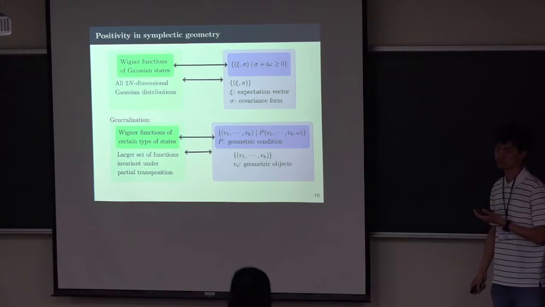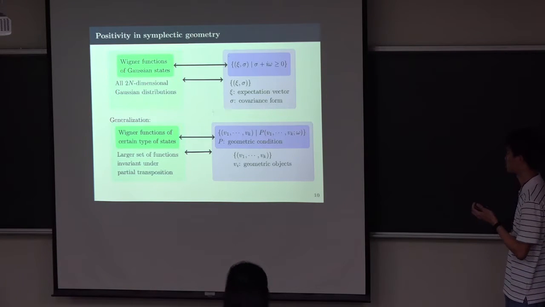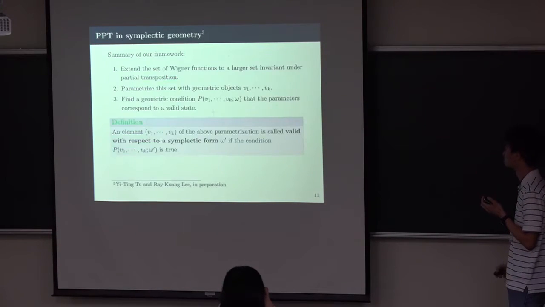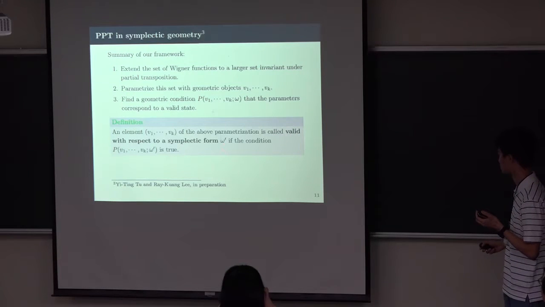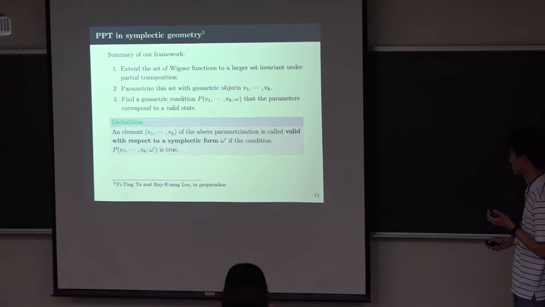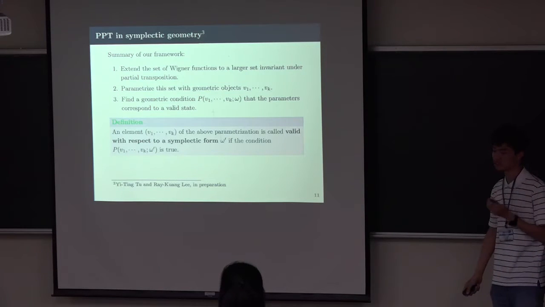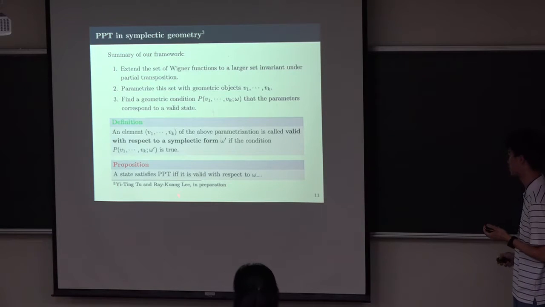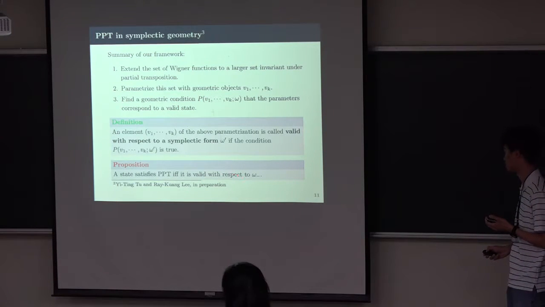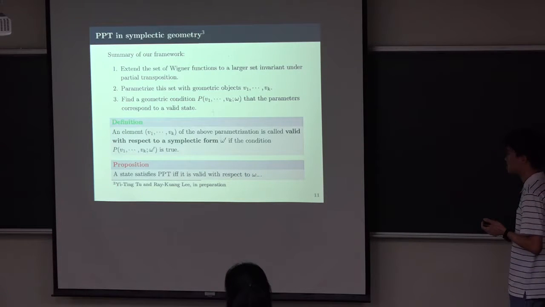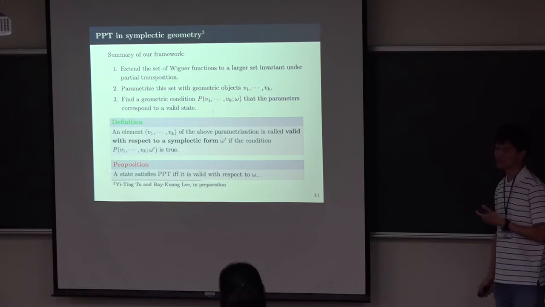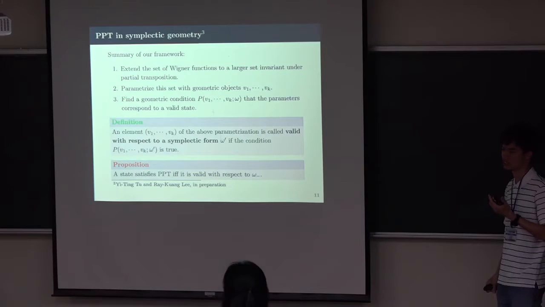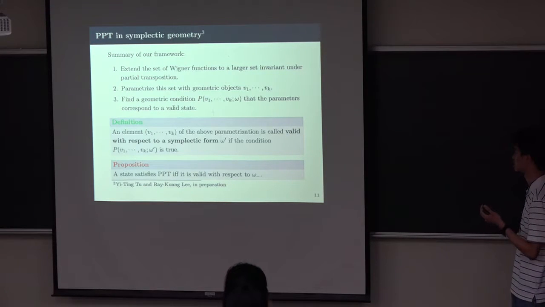So why do we do this? Because now we can define what is meant by validity with respect to a symplectic form. With respect to a different symplectic form, we just need to replace the symplectic form by others. So using this language, we can describe the PPT criterion in a very simple way. A state satisfies PPT only if it's valid with respect to omega minus. So of course, this framework does not work for any kind of states. It only works for some special set of states. So let's see some examples.